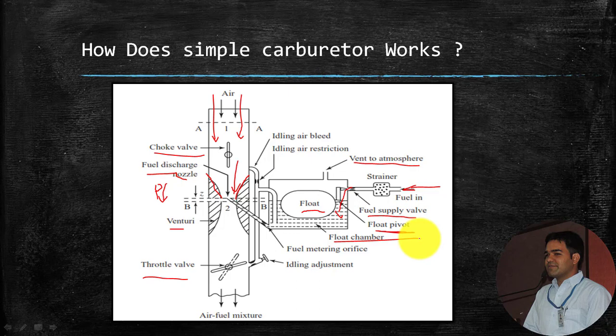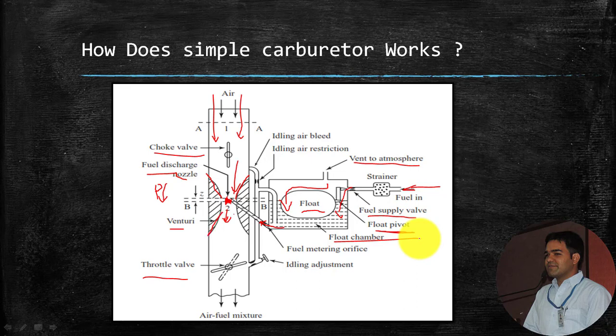Now, due to the pressure decrement in the airstream, at this point the pressure is quite low as compared to the atmospheric pressure which is inside the float chamber. Due to this pressure difference, the fuel particles start flowing through this channel and come here, and we have an air fuel mixture at this point inside the throat. This air fuel mixture, which is also known as a charge, is drawn inside the cylinder due to the suction created by the cylinder.